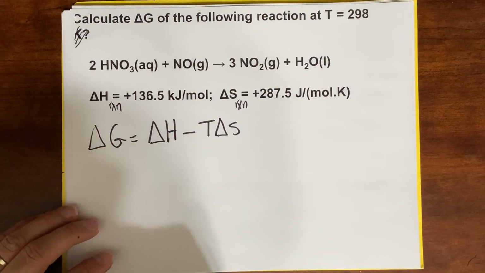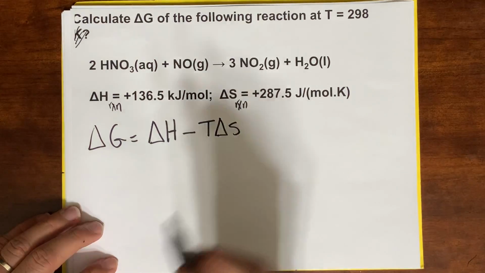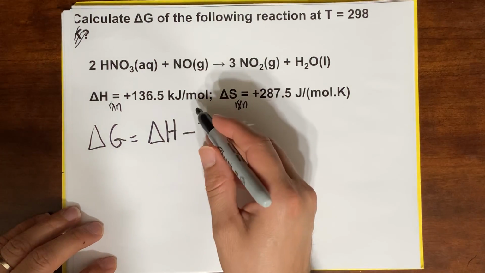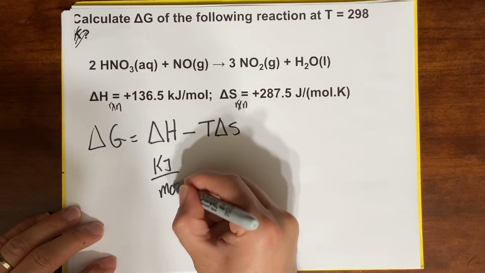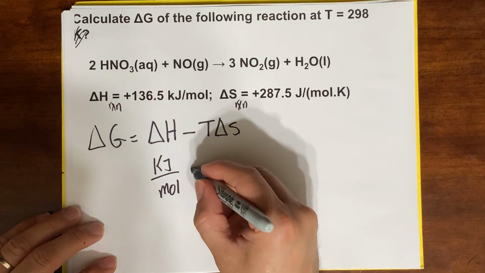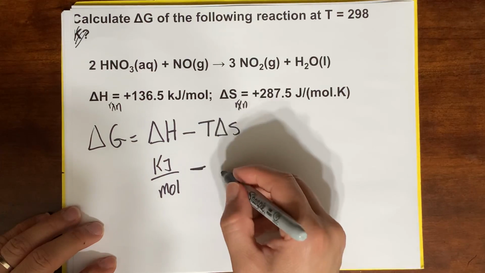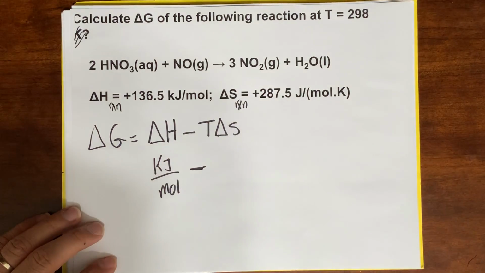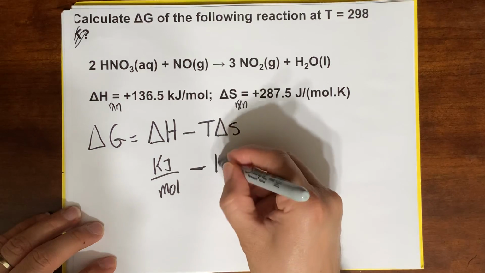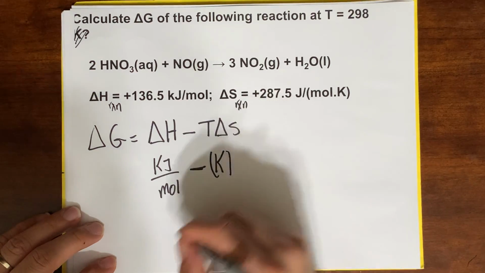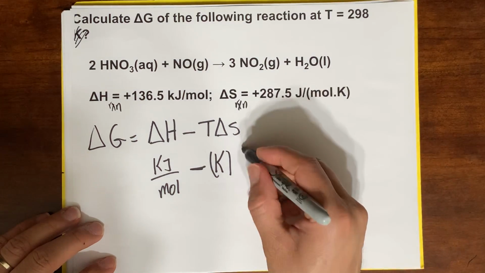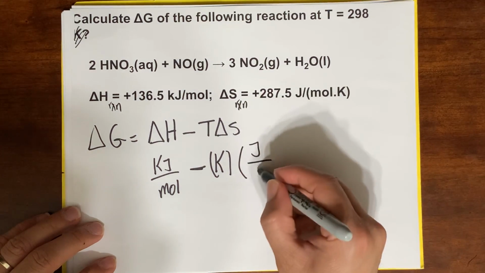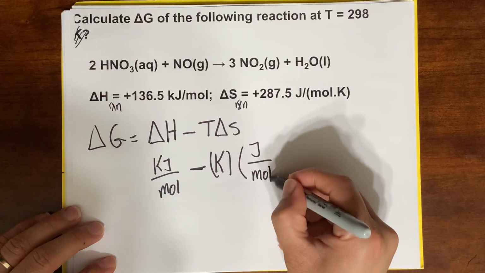You need to be careful about unit. Unit for delta H is given in kilojoule per mole. You subtract it, here you subtract temperature multiplied by delta S. Temperature comes with Kelvin. You multiply it by delta S. Delta S is given in joule over mole Kelvin.